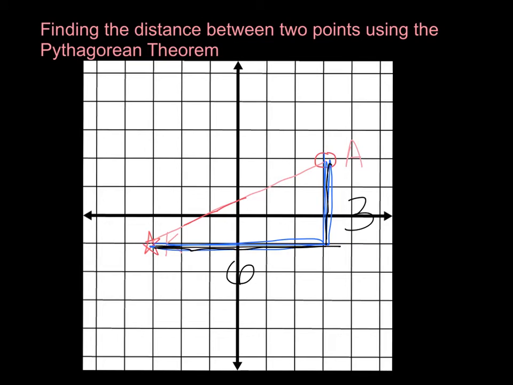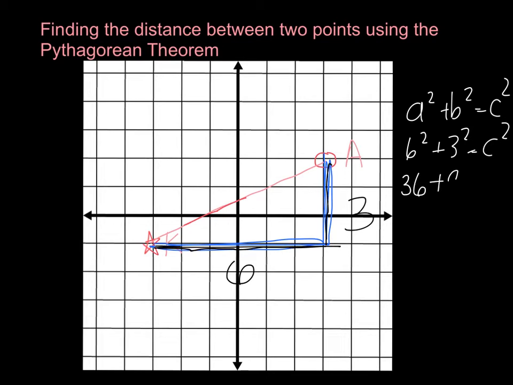And then I can use the Pythagorean theorem, right? Let me use the algebraic way. I have a squared plus b squared equals c squared. Remember, the hypotenuse is always my c, and these two are my a and b. So I have 6 squared plus 3 squared equals c squared. 6 squared is 36 plus 9 equals c squared. 36 plus 9 is what? If you don't know, use a calculator. But 36 plus 9 is 45 equals c squared.